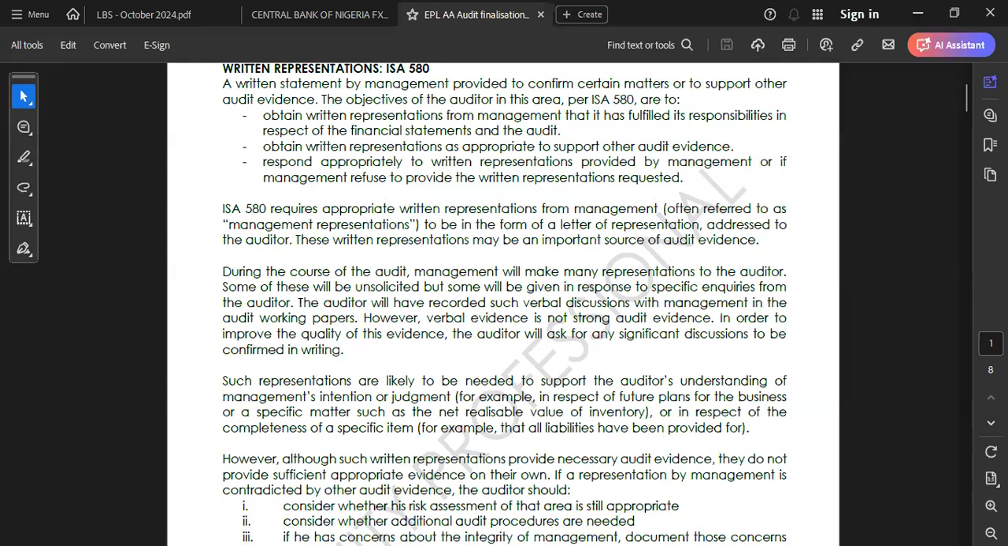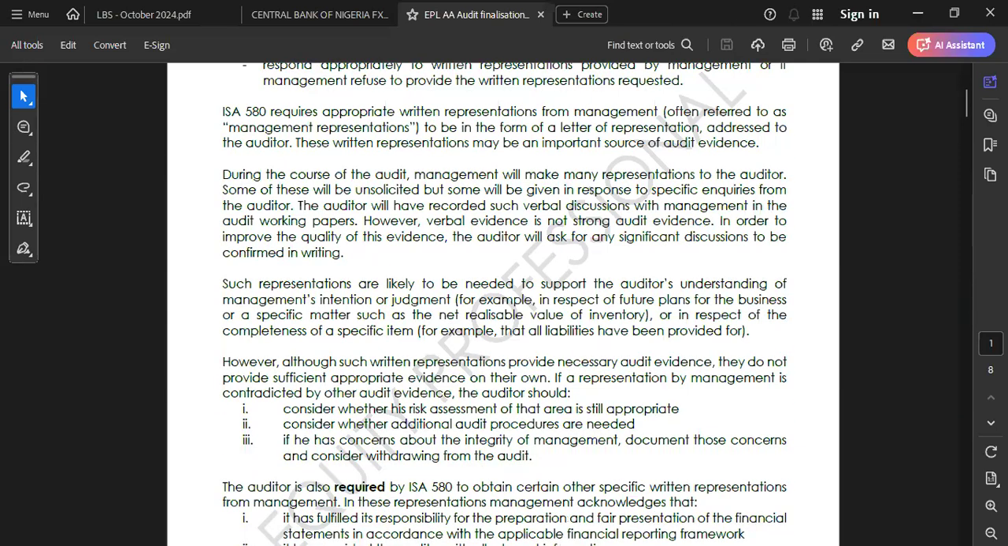Because if management doesn't own it, for instance, maybe in the course of audit, an auditor is discussing with the staff, oh, why are you doing this? And the staff explains, and the auditor pens it down. By the time it gets to management, they might say, no, that's not how we do it, that person is just saying this. So what we are saying here is that the auditor needs to get written documented evidence to back the audit evidence he has obtained in the course of the audit. So that's why written representation is very appropriate.